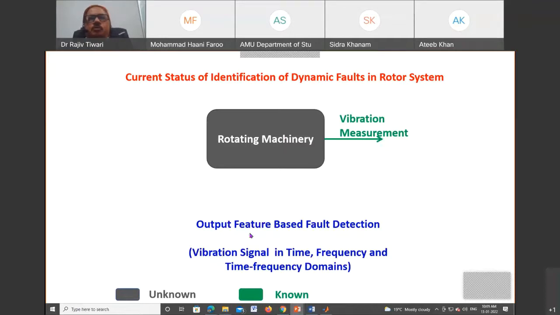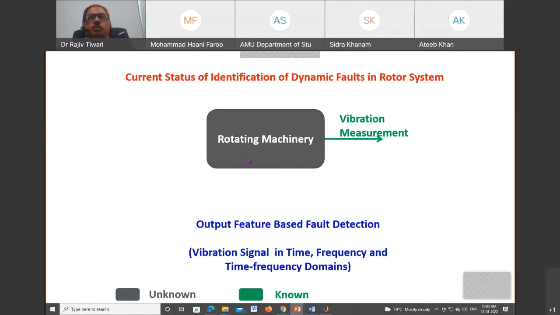So this is a feature based fault detection. Mainly the detection is possible, while localization and diagnosis is quite difficult for such a case. The problem here is also that different faults may give a similar pattern of vibrations, so distinguishing them is not easy.